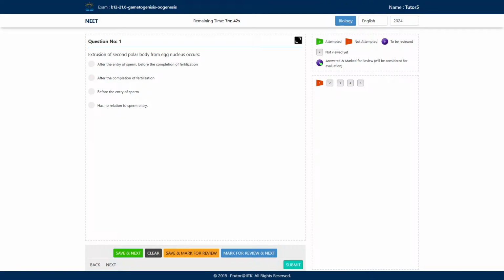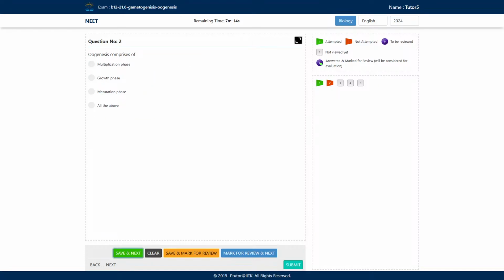The answer will be option A. Option A is the correct answer here. Exclusion of second polar body from egg nucleus occurs after the entry of the sperm before the completion of fertilization. The secondary oocyte will complete its meiosis 2 and form the ovum and the second polar body.